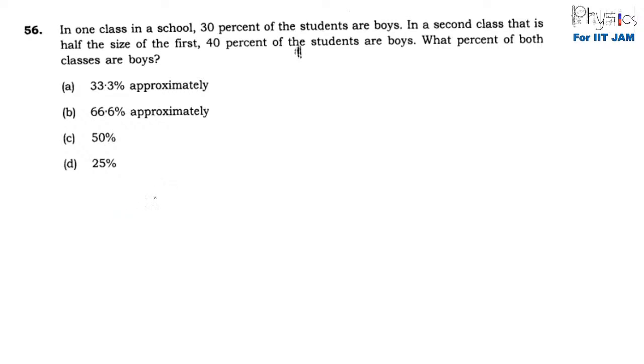So here we have, this is actually quite an easy question, very easy. In one class, suppose the total number of students is n, so the number of boys is B1 equal to n times 30%, right? 30 by 100, that is 3n by 10, right?